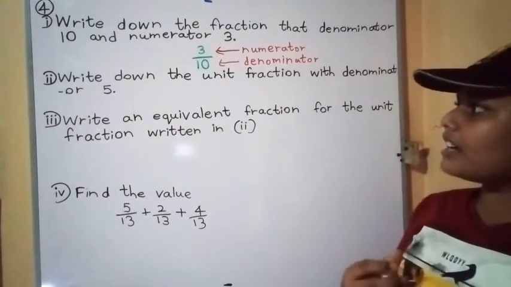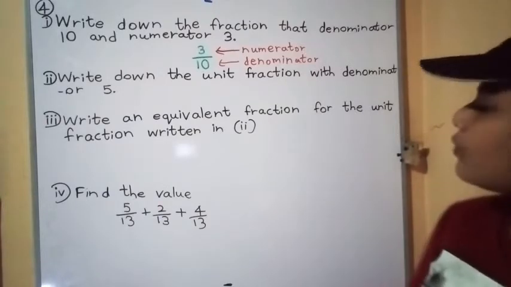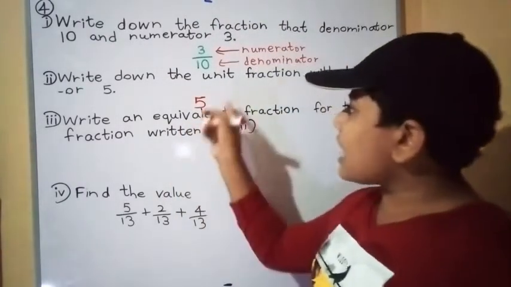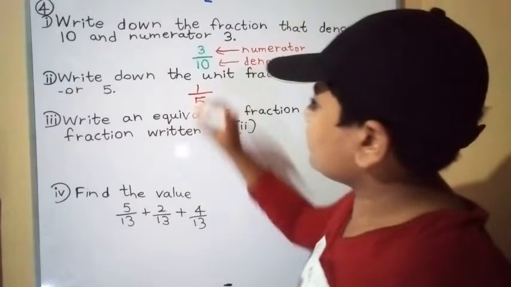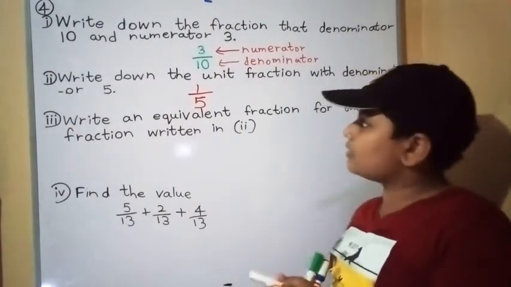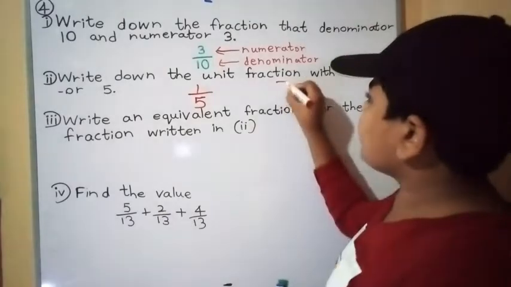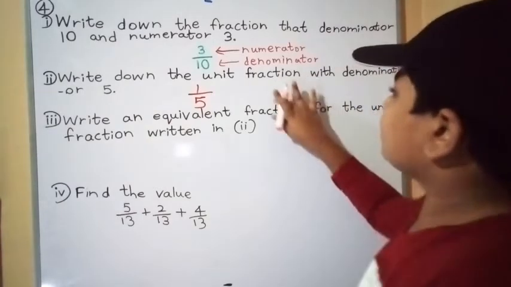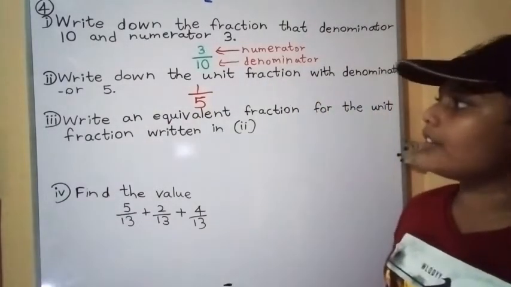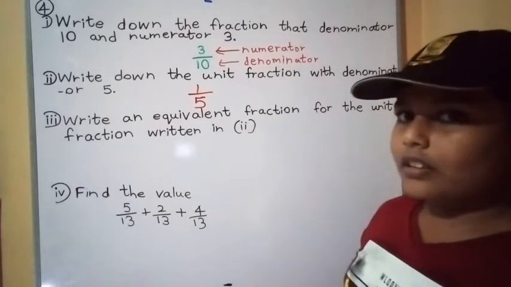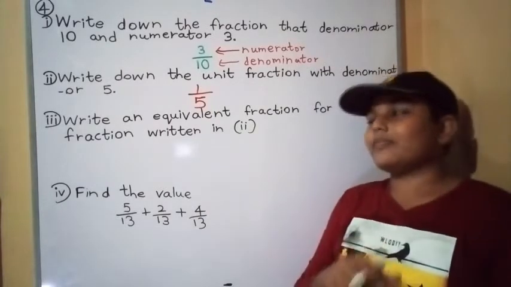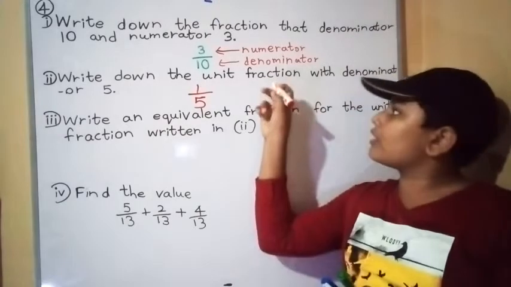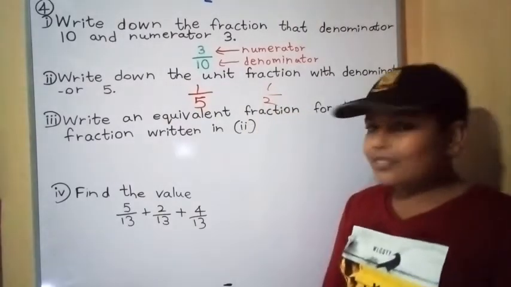The second one, write down the unit fraction with denominator 5. Unit fraction means the numerator is 1. That is the unit fraction with denominator 5. If you are to write down the unit fraction with denominator 2, you want to write it like this. Right?